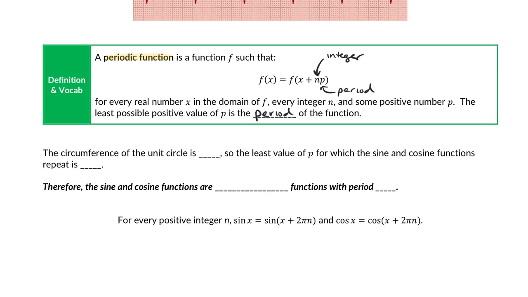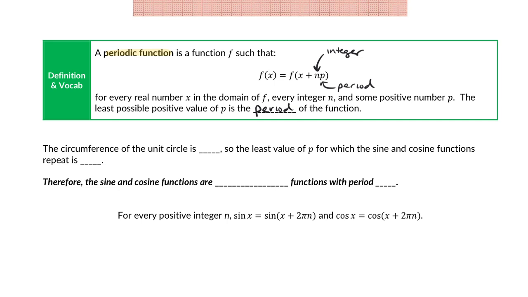Since we know a few things, we actually know a lot about periodic functions. The circumference of the unit circle is 2 pi. So the least value of p for which sine and cosine functions repeat themselves is going to be 2 pi. Every 2 pi units, we will repeat ourselves because we are back at the same value all around our unit circle, each revolution. Therefore, sine and cosine functions are periodic functions with a period of 2 pi.